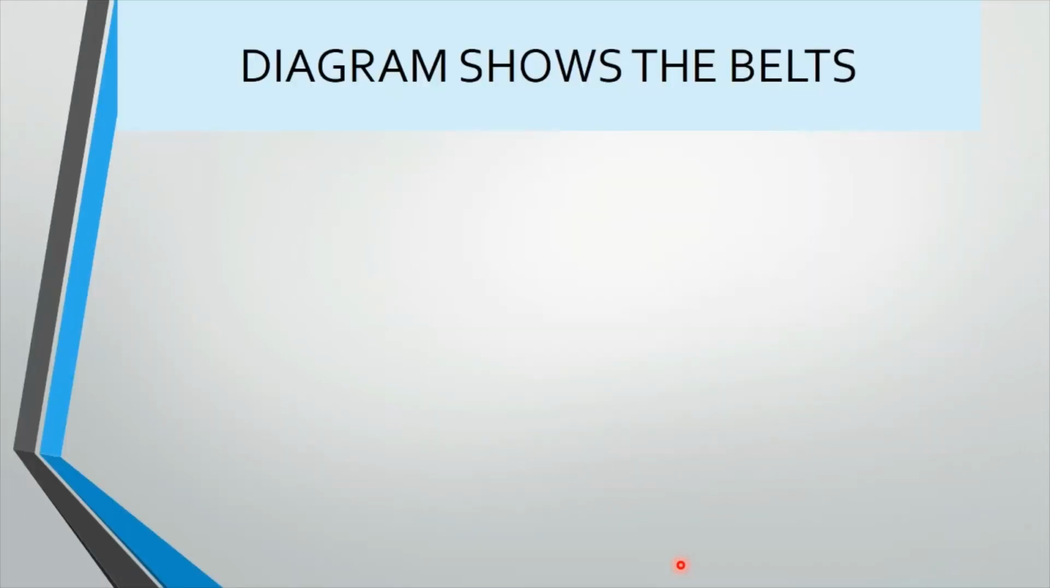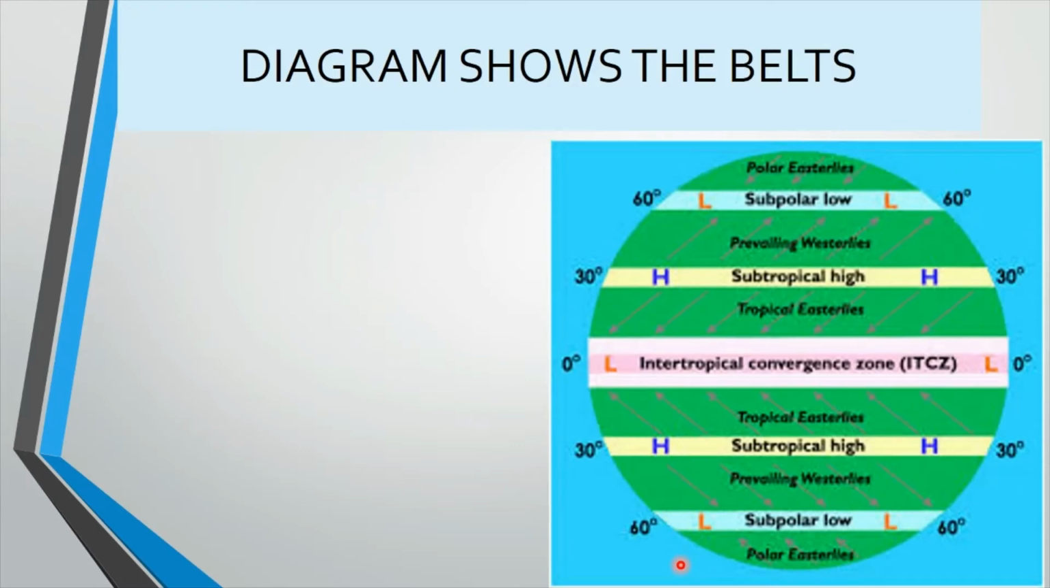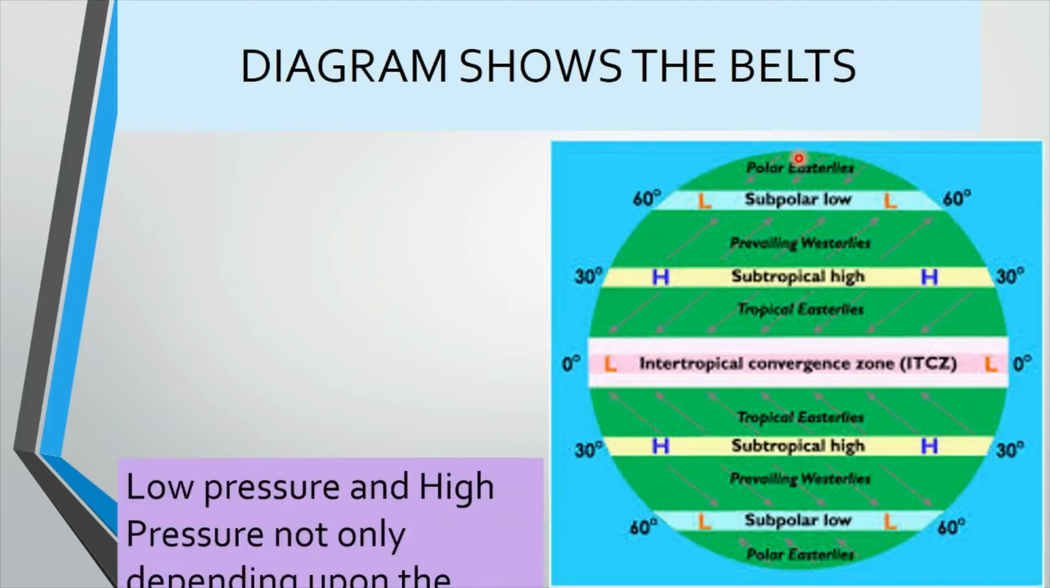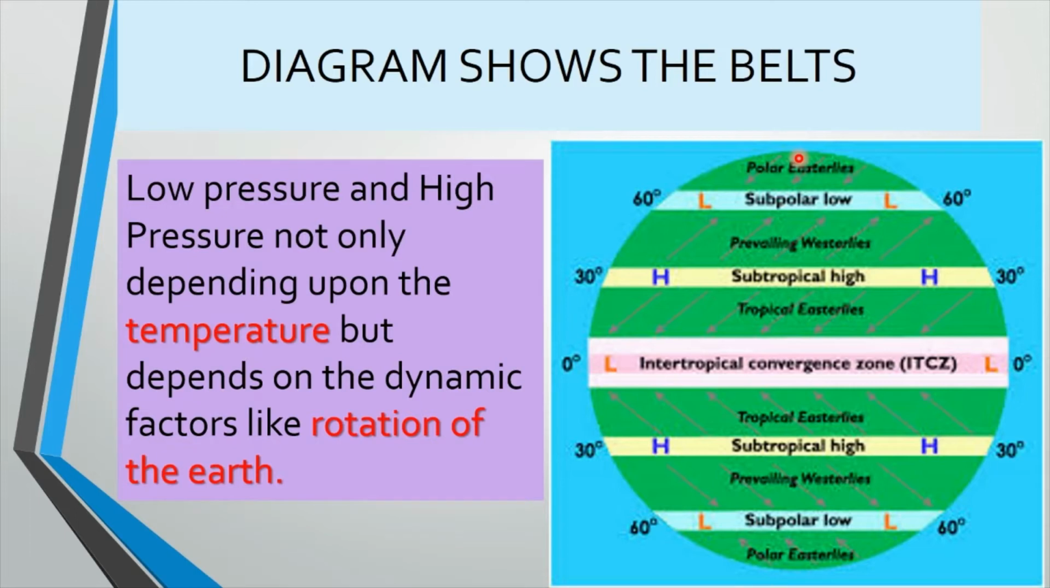So here the diagram again shows, I told you the subtropical high pressure belt, the subpolar low pressure belt. Here the polar high pressure belt is not shown in this diagram, still it is there. We have shown the first diagram. What are the factors affecting it? The temperature as well as the rotation of the earth are the two factors depending upon low pressure or high pressure.